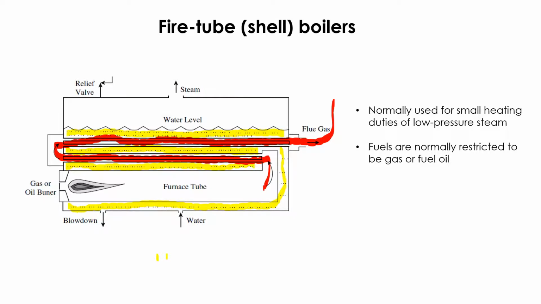The steam pressure is contained by this large cylinder, which imposes a certain mechanical limitation. A large diameter shell requires a thicker wall to contain the same pressure as a smaller shell. Because the shell is quite a large cylinder, the economic limit for this kind of boiler is a pressure of 20 bar gauge, but of course, they are available at higher pressure. Because of this design, fire tube boilers are normally used for small heating duties of low pressure systems. The fuels are normally restricted to gas or light fuel oil.